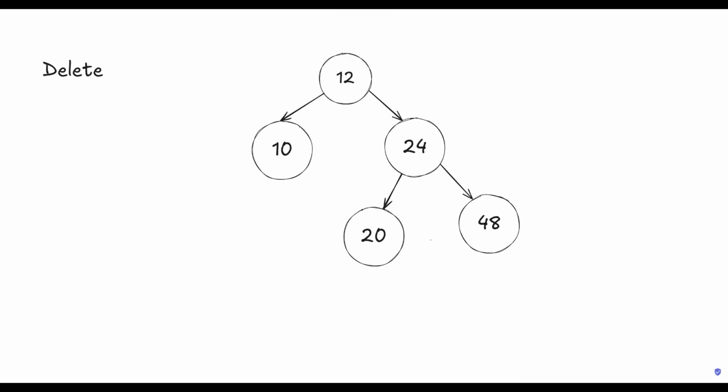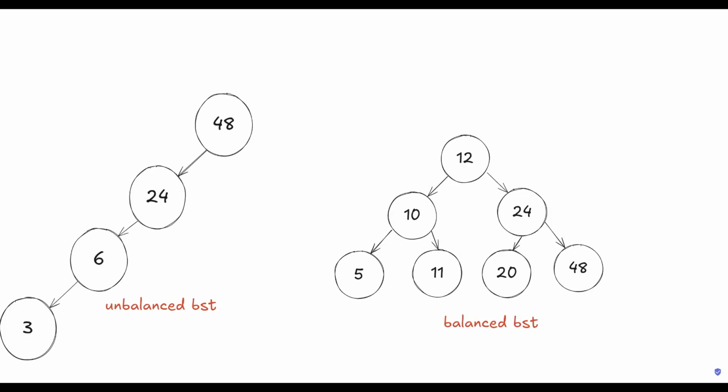Let's go to delete. We take 10 as an example. 10 is smaller than 12, so we go here and find 10. We have two situations here, basically. One is called an unbalanced BST, and the second one is called a balanced BST. An unbalanced one looks something like this. It is not a very well organized BST, and it reduces the efficiency of searching, deleting, and inserting. So we always want something like this, which is a balanced one.